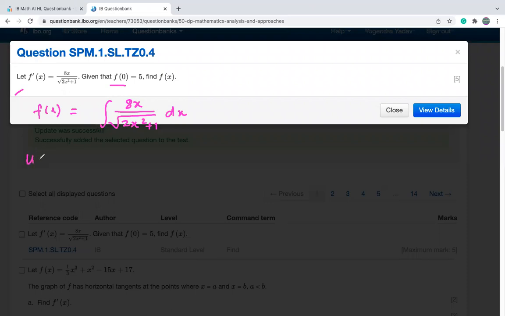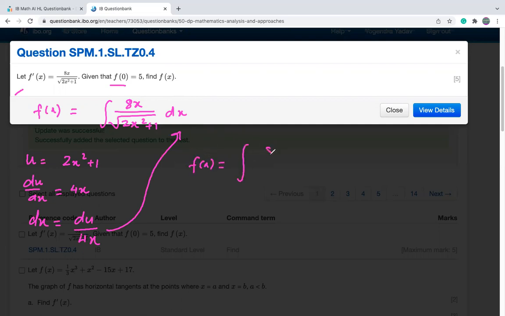Let's make a substitution, u as 2x squared plus 1. When you make the substitution, you need to replace dx in terms of du. So du by dx is going to be 4x. If you make dx the subject, it is du upon 4x, so that you plug in here. As a result, you'll get f of x equals the integral of 8x upon root u times du upon 4x. So this gets cancelled and the outside answer is 2.